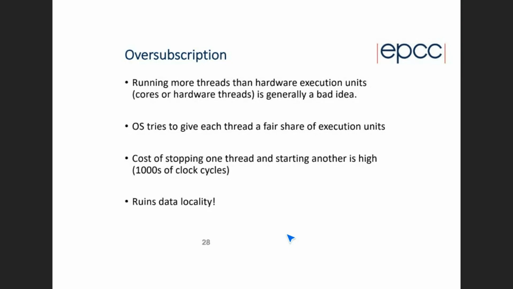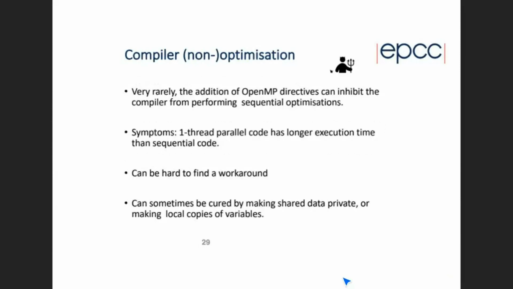And as we also talked about before, it ruins your data locality, because it typically means that threads are not bound. You can't have your threads bound to cores, because you don't have enough cores to bind them to. So you're likely to end up with a thread that's running on one core getting stopped, and then the next time it runs on a different core, and all your cached data is in the wrong place again. Okay, any questions about that?